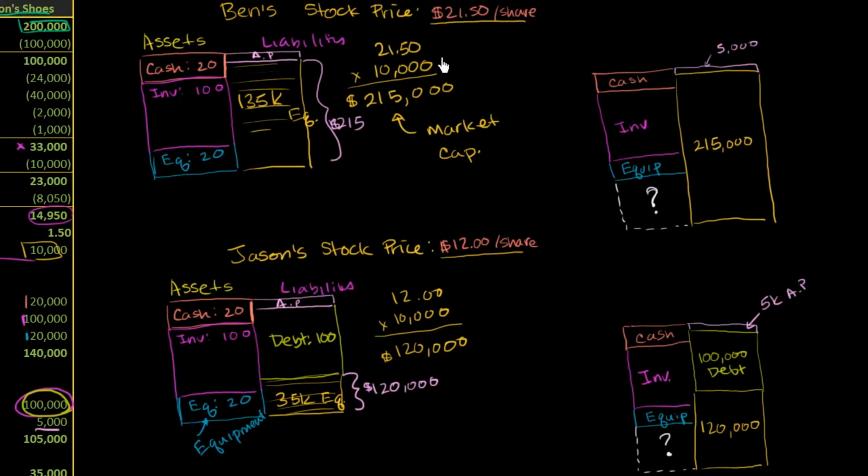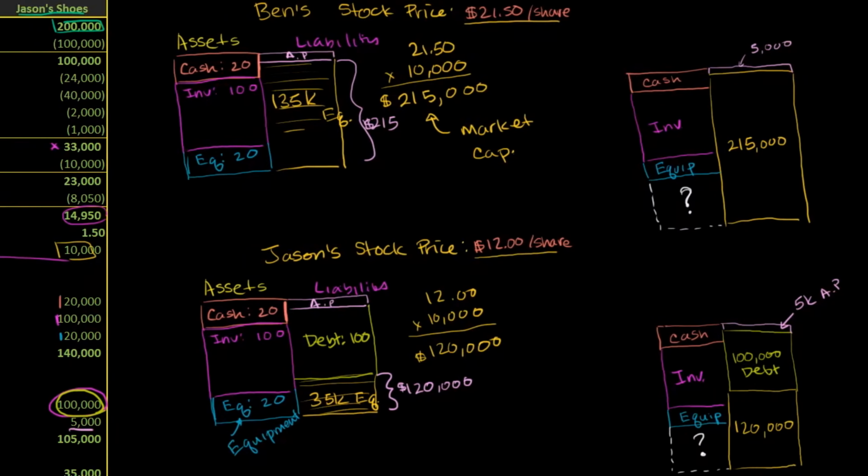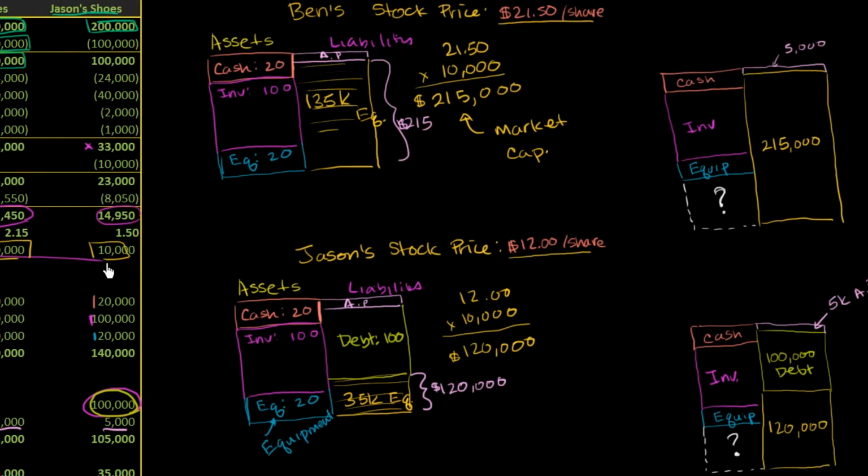In the last video, we saw that if Ben's Shoe Company's stock price is trading at $21.50 per share, and if Ben's Shoe Company has 10,000 shares, and we saw that over here on the left, actually both of the shoe companies had 10,000 shares, then the market is essentially valuing the equity of Ben's Shoe Company at $215,000, even though the book value of the equity was $135,000.